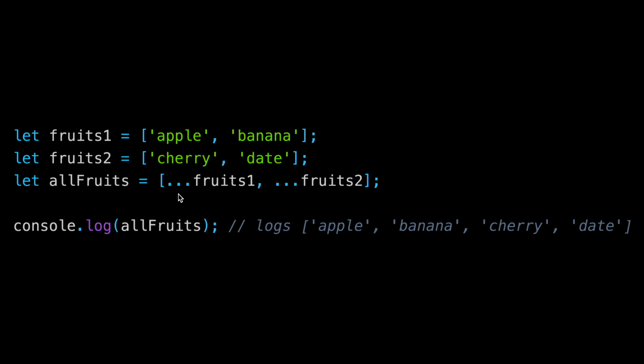These 3 periods here, that's known as the spread operator. It allows an iterable such as an array expression or string to be expanded in places where 0 or more arguments or elements are expected. So here the ...fruits1 and the ...fruits2 expand the elements of the fruits1 and fruits2 arrays into individual elements. So then allFruits is apple, banana, cherry, date.